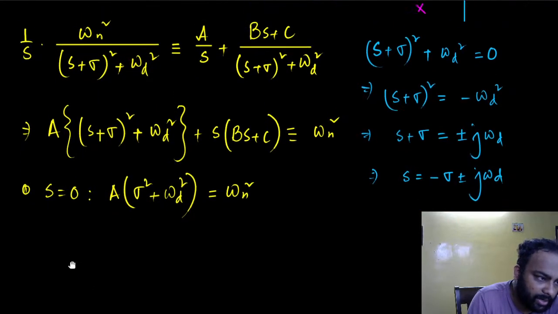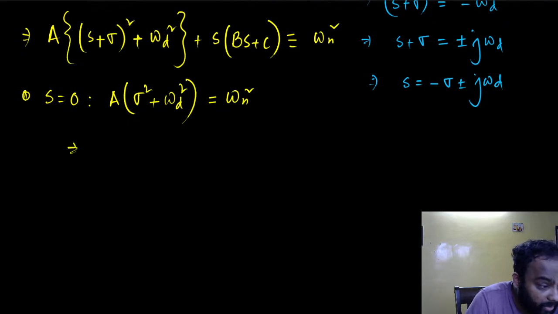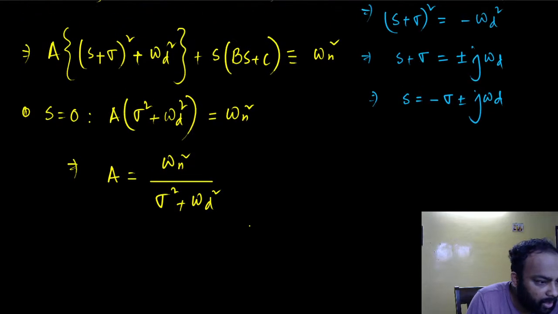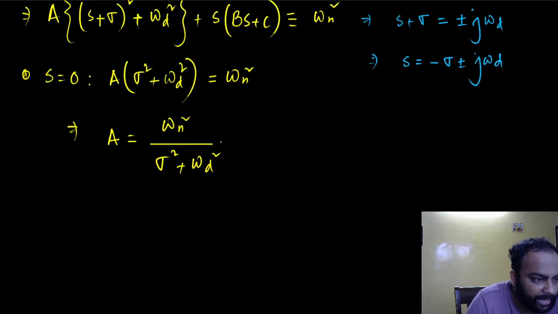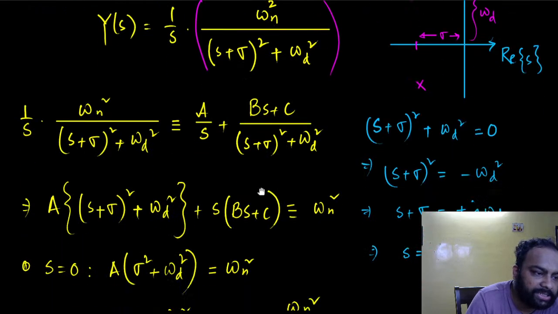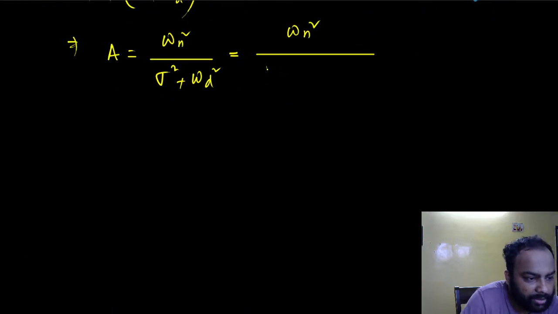Alright, I don't think I have made any mistake. So A would be omega n square by sigma square plus omega d square. Got it? Before I proceed, let's simplify this. What is omega n square? That's a parameter predefined. What is sigma square? We defined sigma to be zeta omega n, so that's going to be zeta square omega n square.